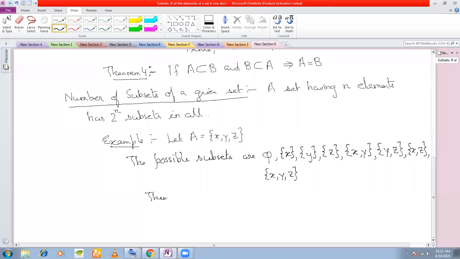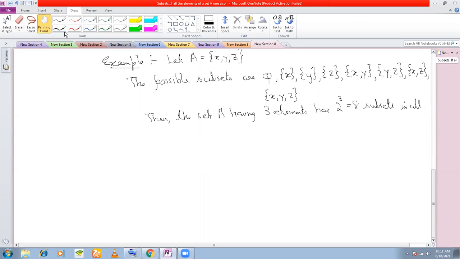Thus, the set A having 3 elements has 2 to the power of 3 equal to 8 subsets in all. No other subset is possible. Okay, next we come to the definition of set of sets or family of sets.